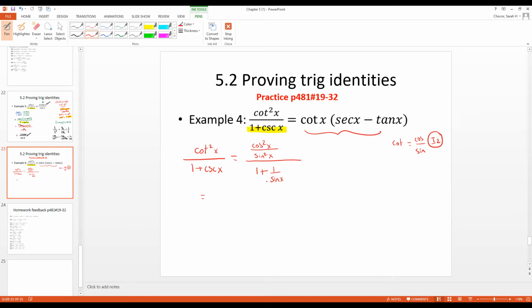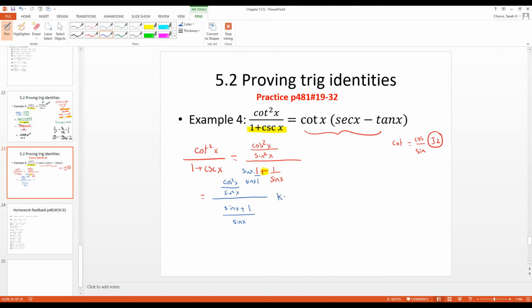Now, if we look at the denominator, we see it's kind of messy. So how about we make a common denominator on the bottom? So we're going to recopy the top as is. And that denominator, we're going to make it look nice. There's no common factor, so that's why we multiply top and bottom by sine x. So the common denominator will be sine x. Sine x plus 1 over sine x.